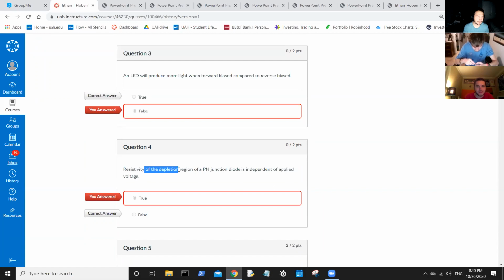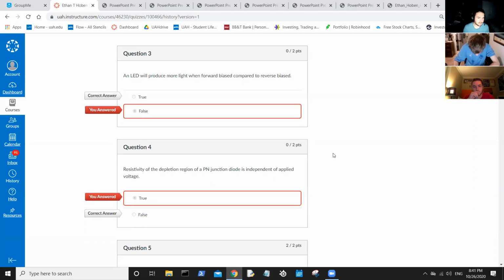Resistivity of the depletion region of a PN junction diode is independent of applied voltage. I should have obviously said false here. So the resistivity of the depletion region of a PN junction is not dependent on voltage. And we actually have the resistivity equation for that. It doesn't involve the applied voltage at all. So if you just look at the equation, you should be able to tell.